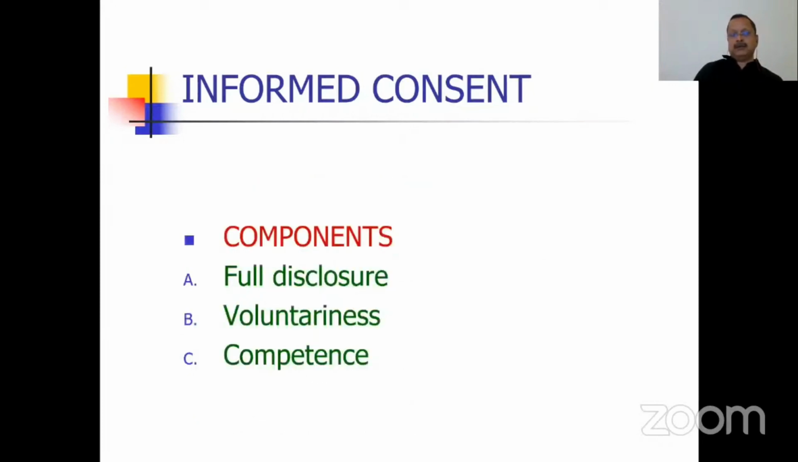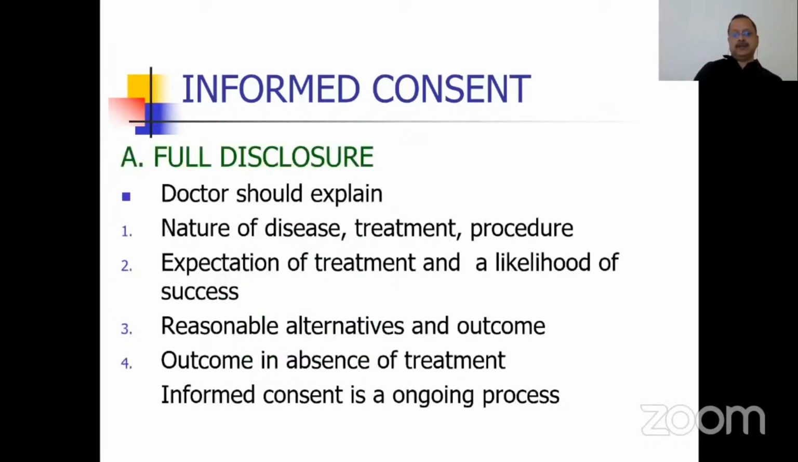So for informed consent to be legally valid, it has three components. One is, as you've seen on the screen, full disclosure, voluntariness, and competence, and we'll go into each of those. A full disclosure means that a doctor should explain what is wrong with the patient, what are the treatment modalities available, what is going to be done to him, expectation of treatment, and a likelihood of success with the kind of treatment which you're going to suggest to a person. Or are there reasonable alternatives and outcomes?